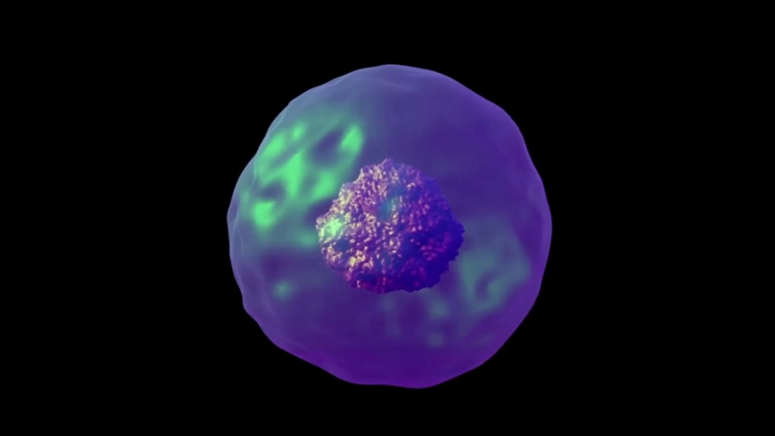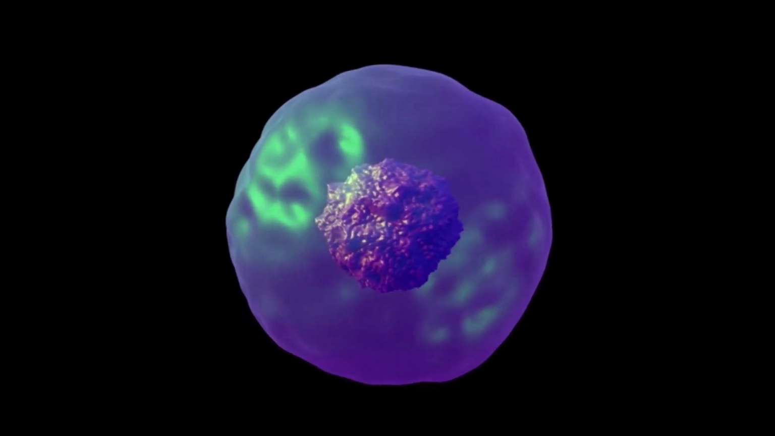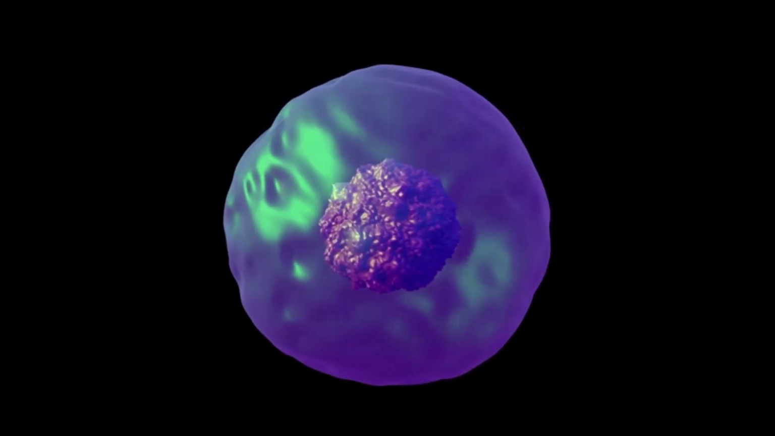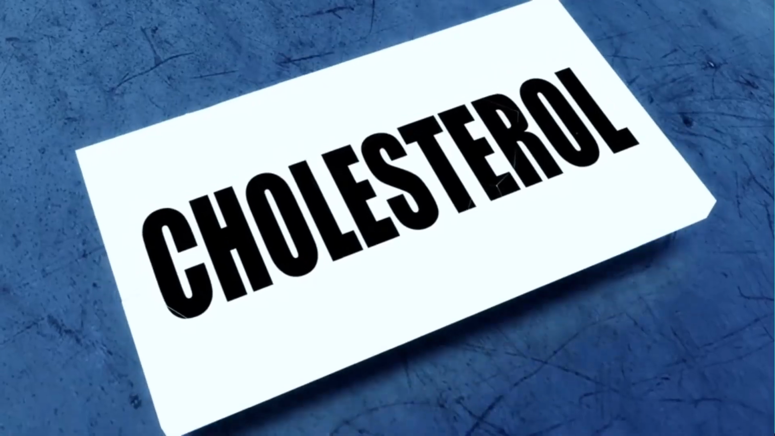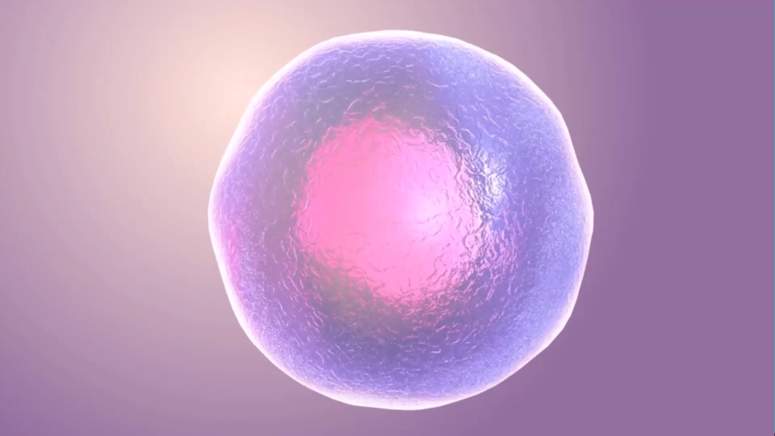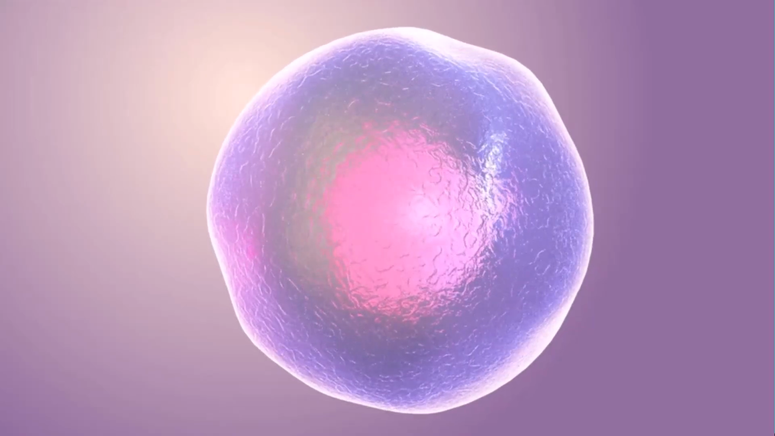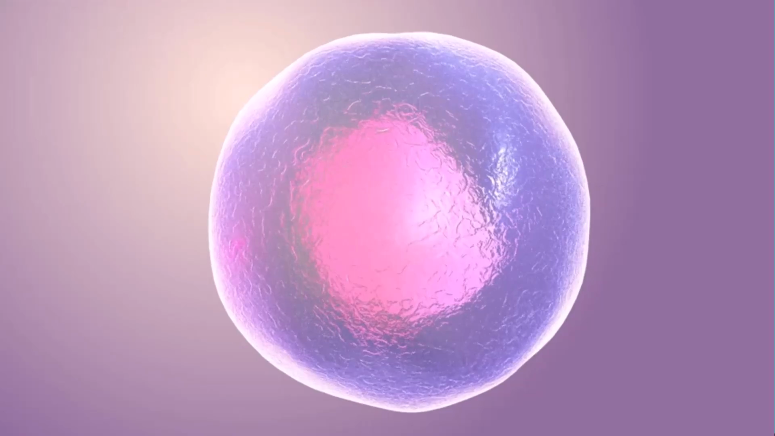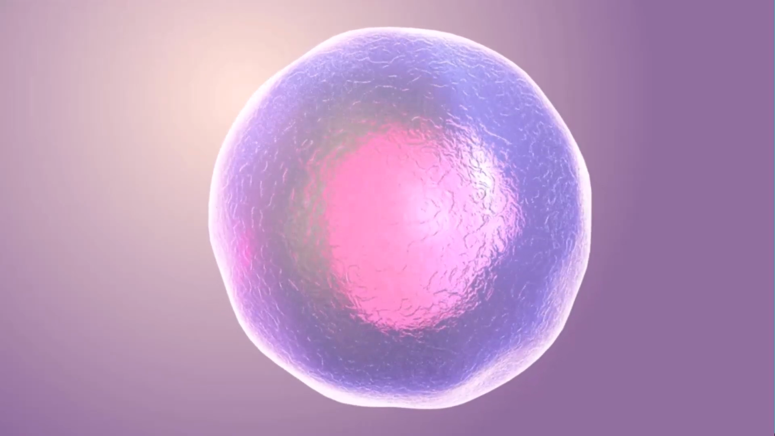The dominant allele specifies a cell surface receptor protein that liver cells use to mop up excess low-density lipoprotein, or LDL, known as bad cholesterol, from the blood. With only half as many receptors as homozygous dominant individuals, the heterozygotes can remove much less excess cholesterol.